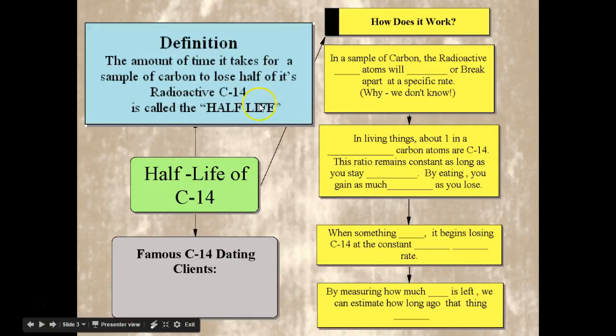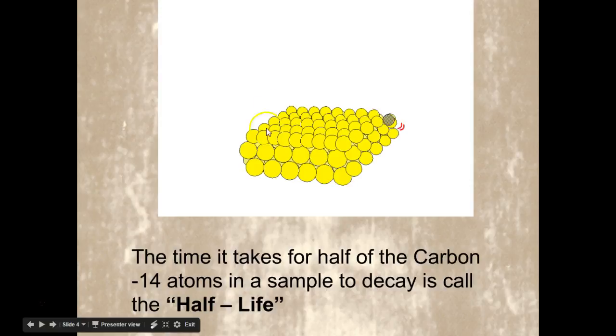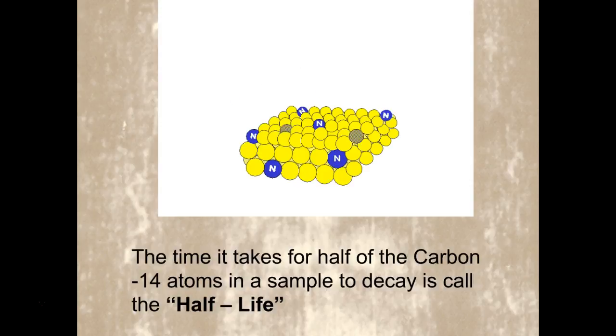Remember, carbon-14 is radioactive, which means it's unstable, so it breaks down over time. This little animation kind of shows you what's taking place here. So over time, the yellow spheres, which represent carbon atoms, are turning into nitrogen atoms because one of the neutrons shoots off an electron and becomes a proton. So now the yellow spheres represent the carbon and the blue spheres represent the nitrogen.